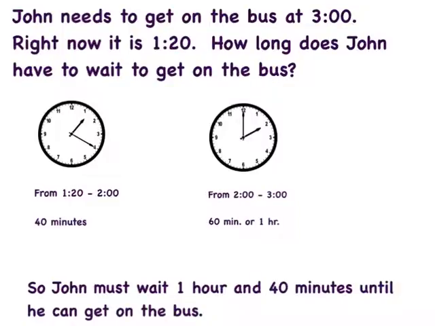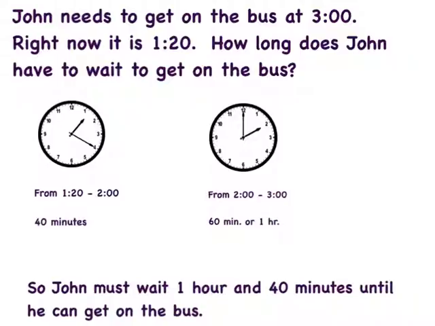Let's look at this elapsed time problem. John needs to get on the bus at 3 o'clock. Right now, it is 1:20. How long does John have to wait to get on the bus? If we start at 1:20 and we count forward 5, 10, 15, 20, 25, 30, 35, 40, from 1:20 till 2 o'clock, it's 40 minutes.